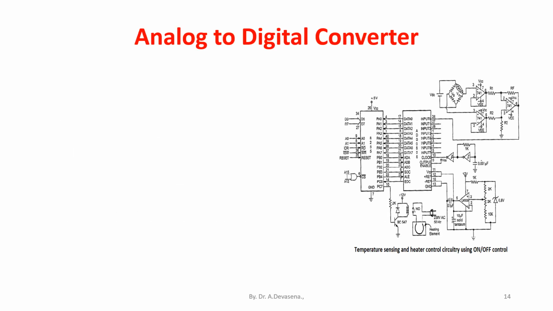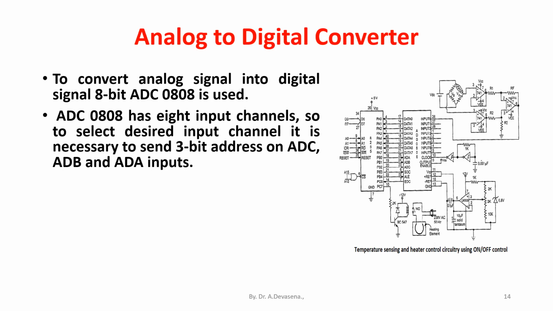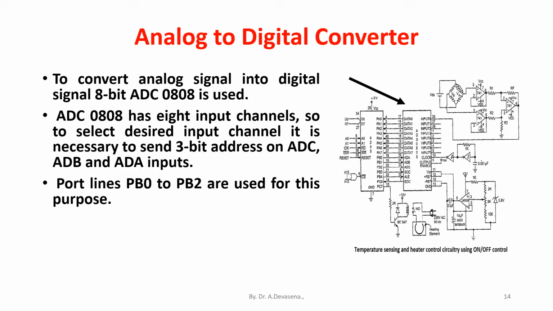To convert the analog signal into a digital signal, an 8-bit ADC 0808 is used. ADC 0808 has 8 input channels. So to select the desired input channel, it is necessary to send a 3-bit address on the C input, B input, A input. Here is a representation of the analog to digital converter. Port lines PB0 to PB2 are used for this purpose.